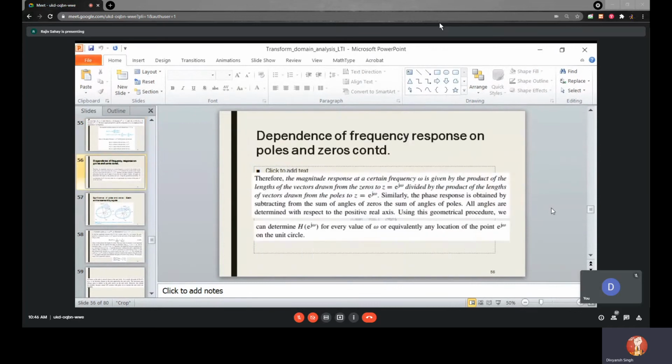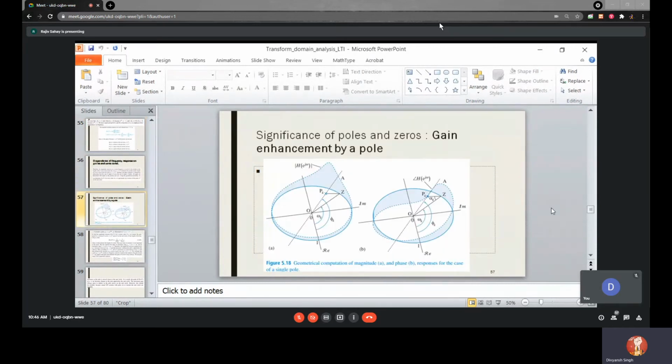So what happens if I introduce a single pole? That is the analysis. And what happens if I introduce a single zero? What will happen to the gain and the phase response by the introduction of a single pole or a single zero? That is what we are going to look at now. So, the significance of poles and zeros.